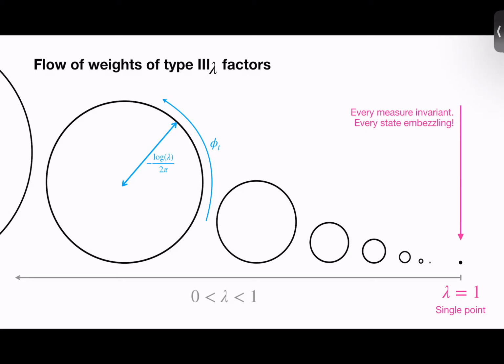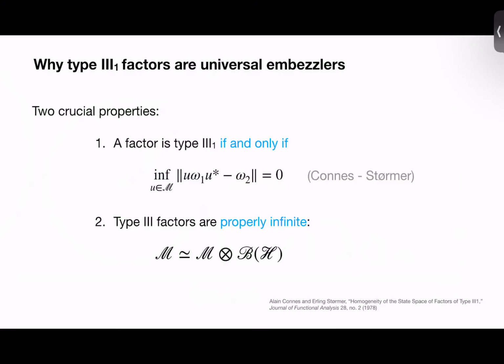So this is the gist of the idea. Why are type 3.1 factors universal embezzlers? I want to tell you a bit more about this. Type 3.1 factors have two crucial properties. First, by a result of Connes and Størmer from 1978, the factor is type 3.1 if and only if any two states are unitarily equivalent, in the sense that you can map any state to any other state to arbitrary precision by a unitary rotation. This is completely different from the usual quantum mechanics we are used to, because there we have the spectrum as an invariant. Here we don't have a spectrum, basically, and therefore that's possible.